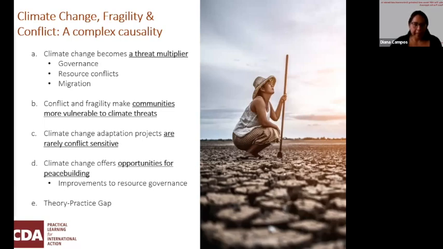Climate change adaptation projects are rarely conflict sensitive. So in the field, we find out that some forestry projects have produced land issues in some countries. This is a consequence of not having good frameworks or collaborative projects that integrate conflict sensitivity approaches.